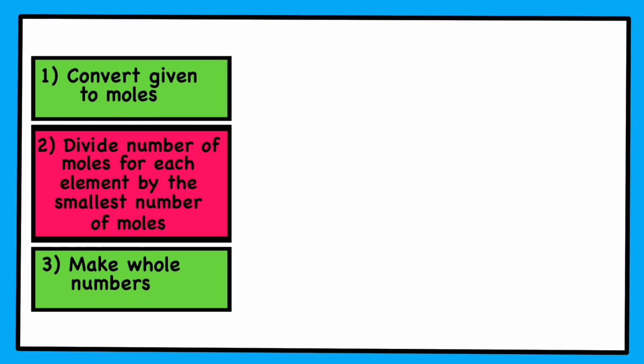If, though, you have a decimal number present after step 2, you're going to have to multiply each element by the smallest number which gets all the individual elements to whole numbers. Note, you are going to have to multiply each element by the same number. Once you get everything into whole numbers, then you can use those answers as your subscripts for your empirical formula. Let's work an example problem and see how this works out.